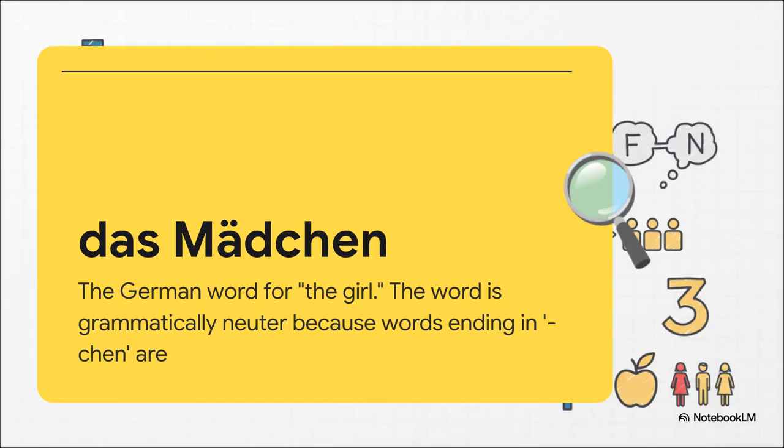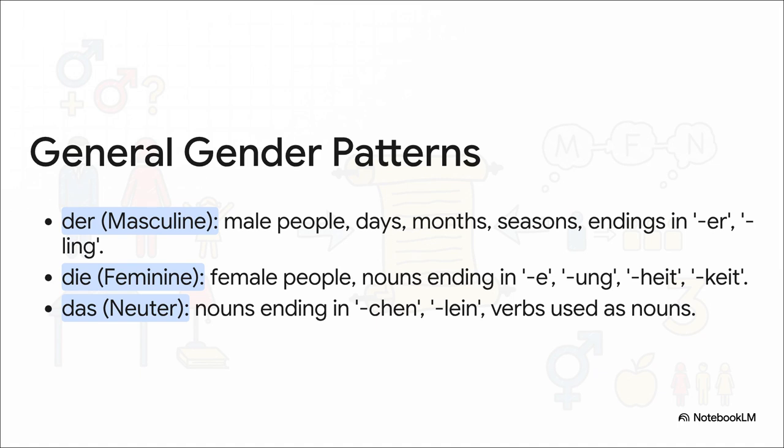And this is the most famous, or maybe infamous, example of all. The German word for the girl is das Mädchen. That's right, it's neuter. Why? Because there's a grammar rule that says any word ending in chen is automatically neuter. So even though the person is obviously female, the grammar rule is stronger. In German, grammar wins. But it's not a total free-for-all.